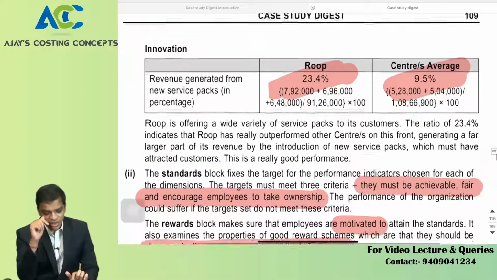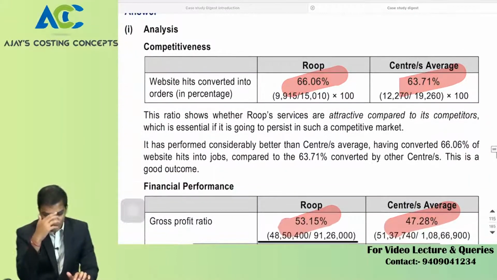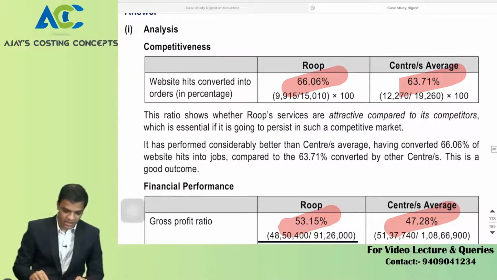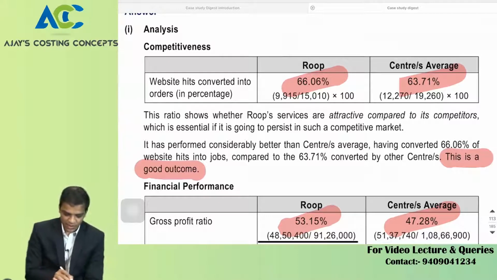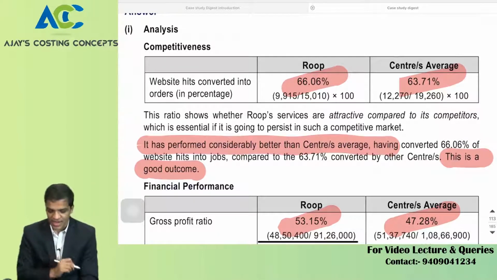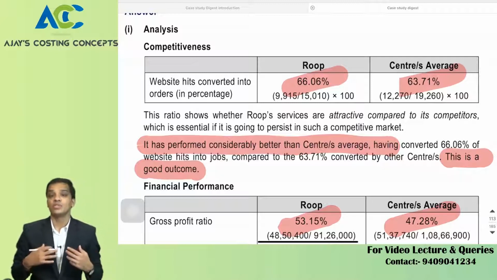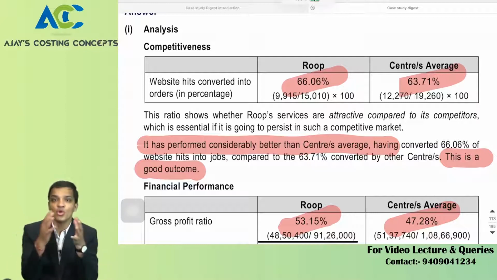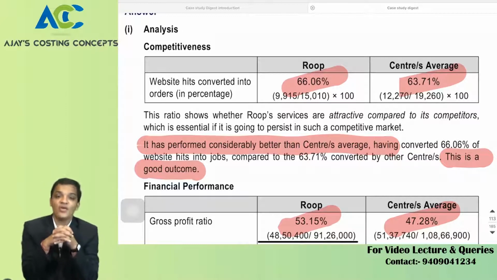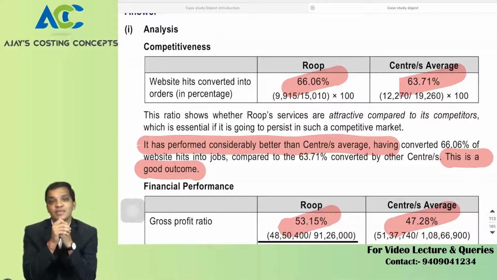In this question, they have merely asked how you will evaluate the dimensions. When it comes to competitiveness, as I said, the jobs are higher, so this is a good outcome we have. It has performed considerably better than the average centers when converted into competitiveness. You might have a question, sir, about how we consider this competitiveness, or how they calculated the number of inquiries and customer satisfaction.